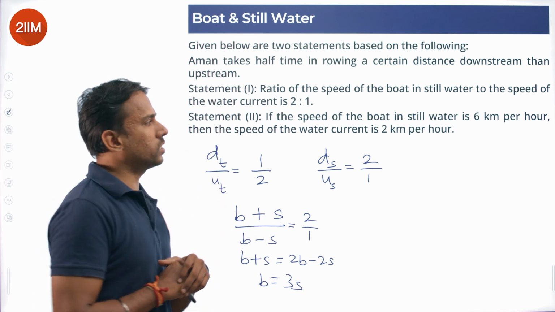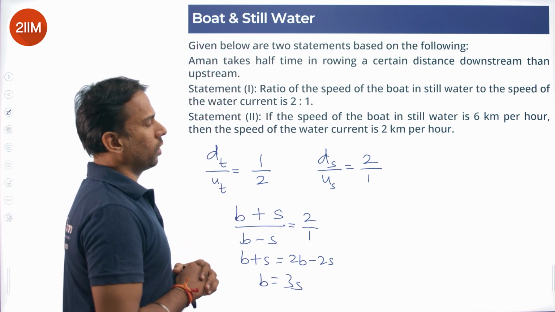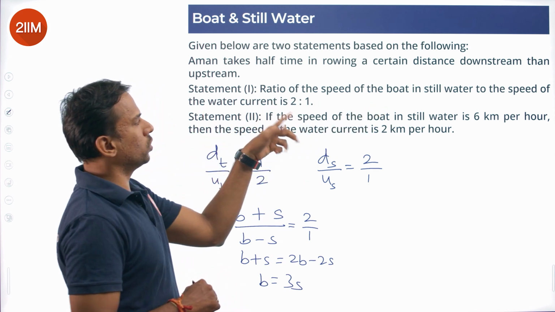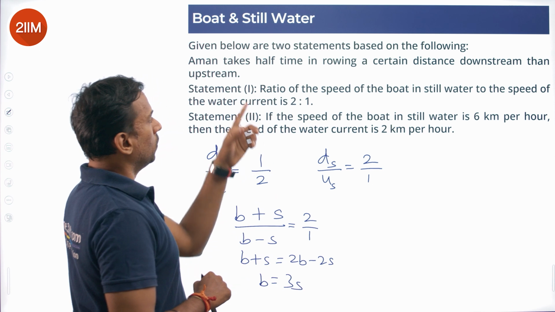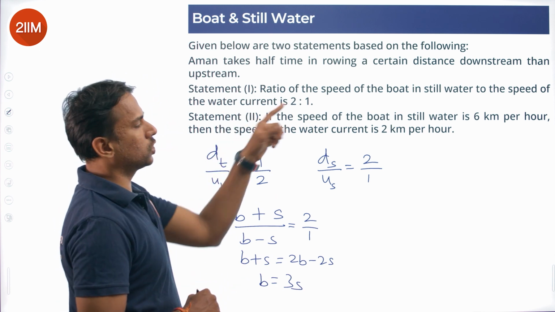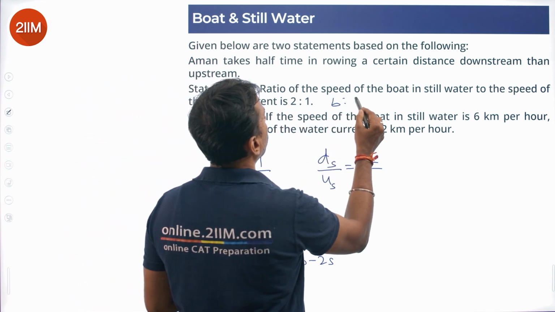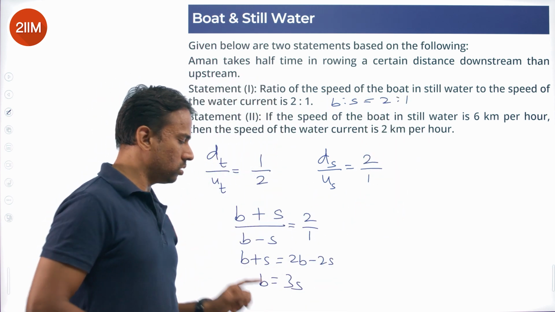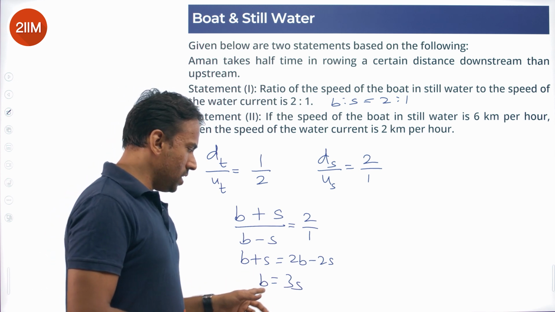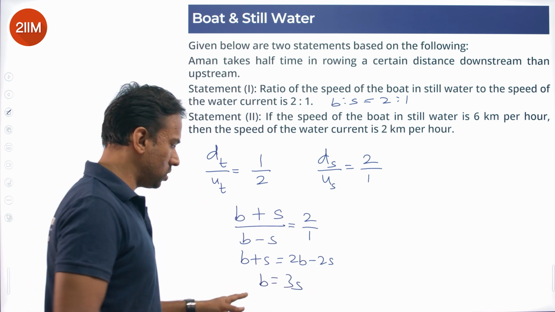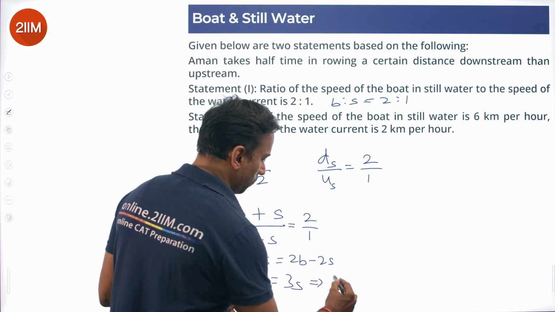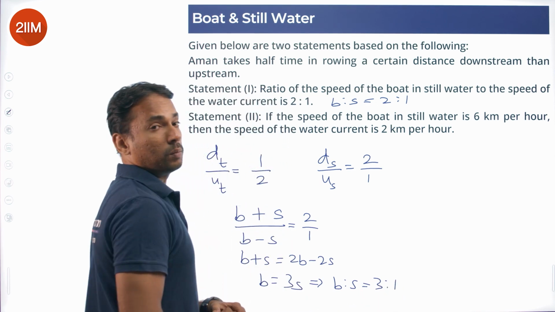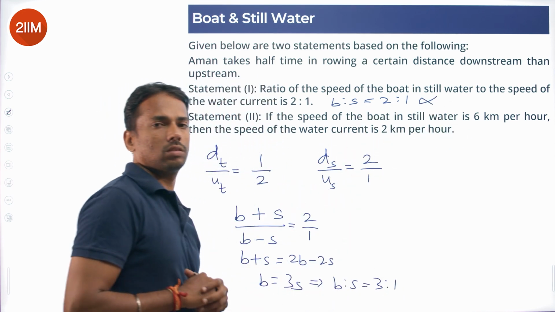Now we'll check the statements. Statement 1 says the speed of the boat in still water, that is B, to the speed of the water current is 2:1. So the ratio of B is to S is 2:1. We'll check if it is true. Is it true according to this? No, the fact is B is to S is 3:1. Because B is 3S, this implies B is to S is equal to 3 by 1 or 3:1. That means statement 1 is not true, it's false.